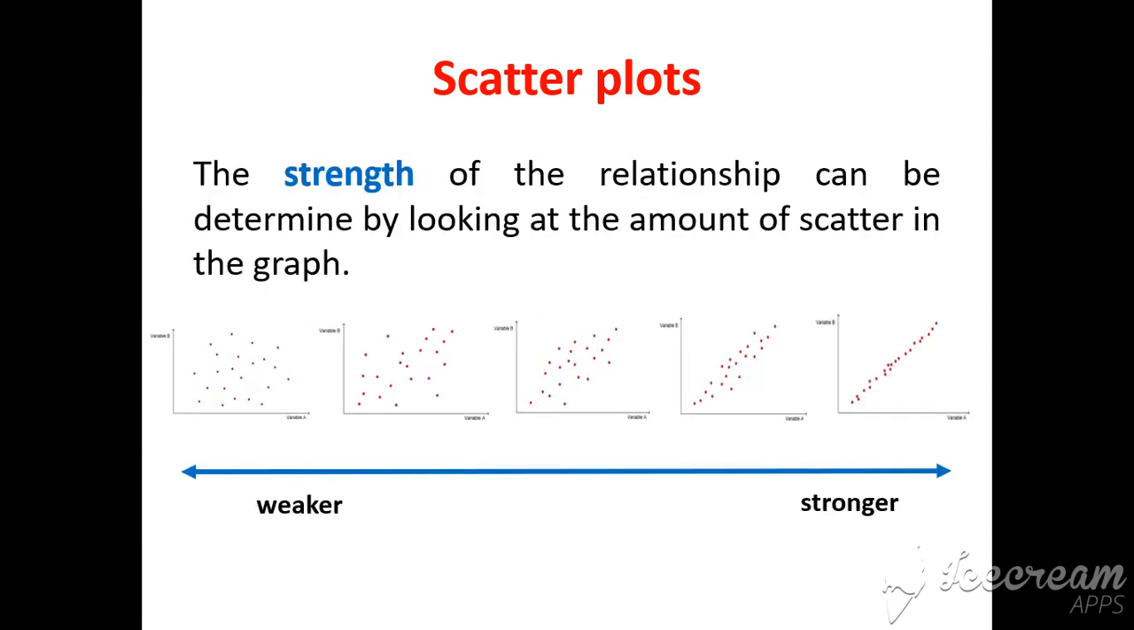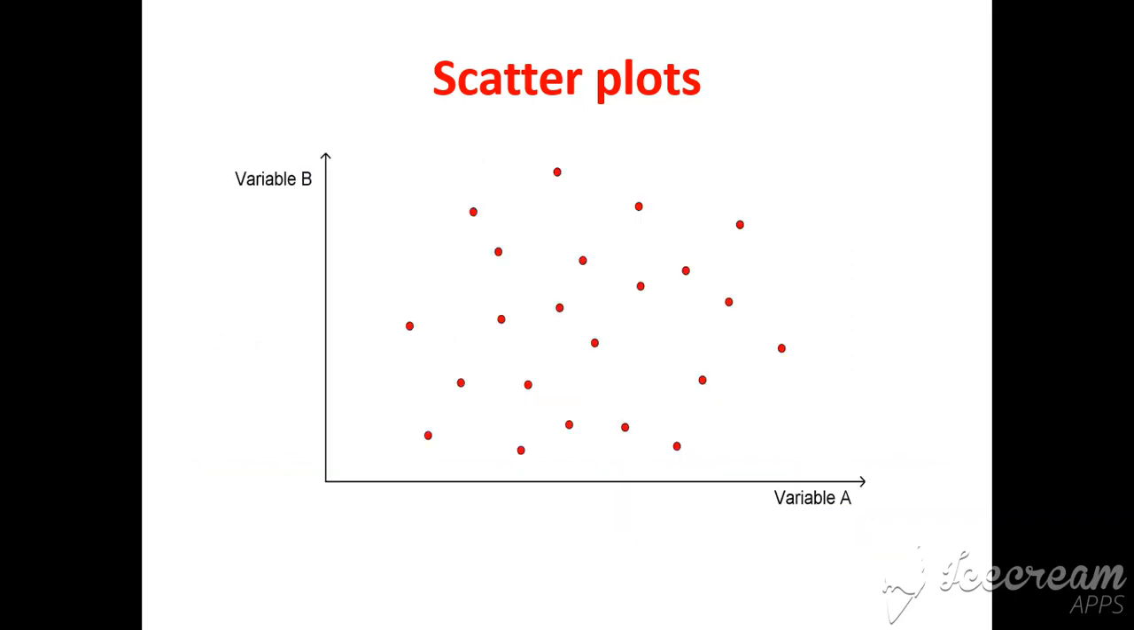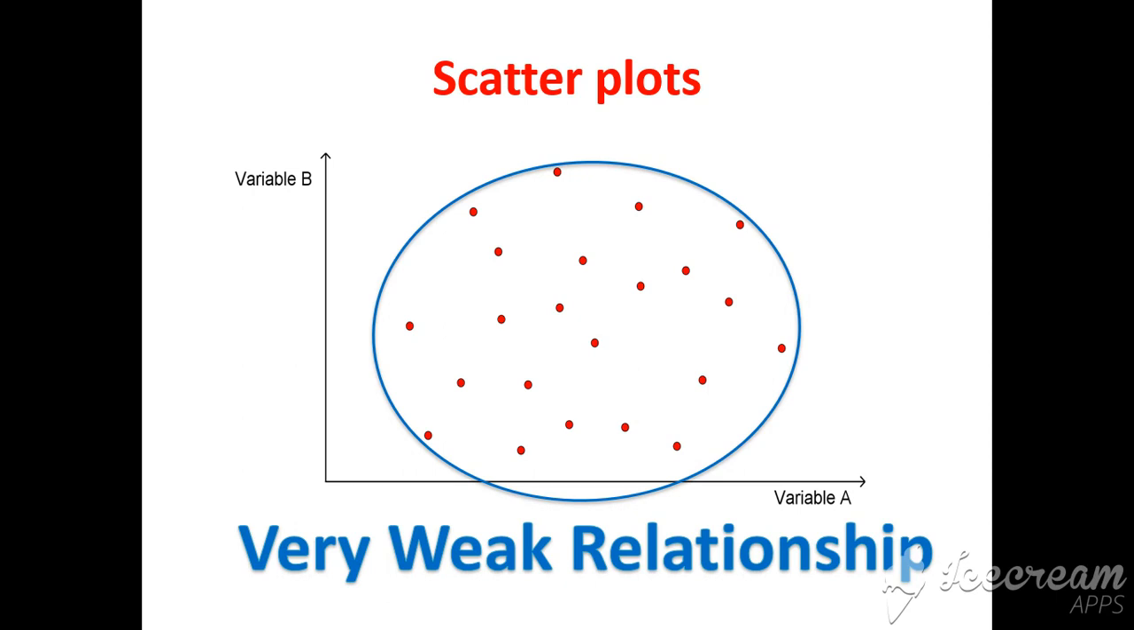Now, let's talk about the strength of the relationship. The strength of the relationship can be determined by looking at the amount of scatter in the graph. We go from a weaker scatter to a stronger scatter. So this kind of example we call a very weak relationship. The scatter's all over the place. Not a lot of relationship at all.